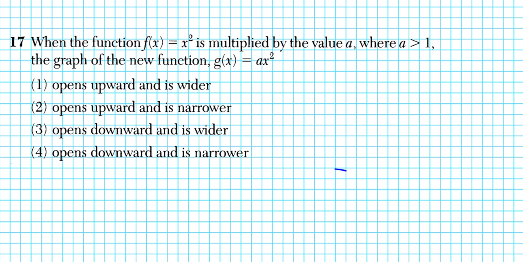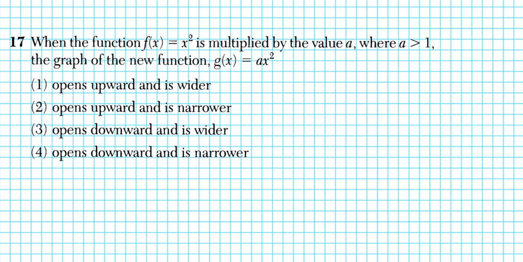So if you remember your rules for transformation, this will be a very easy problem. If a is greater than 1, it stretches the quadratic function vertically, which makes it look slimmer. And since a is positive, it opens up. So just based on the value of a, you can easily see that the answer is option 2.